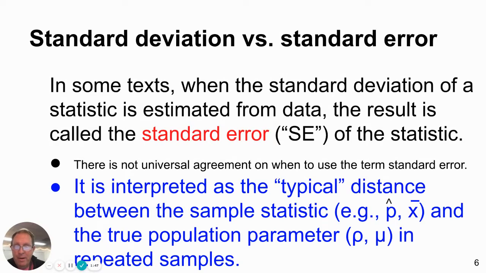Now, statisticians have not agreed on a common vocabulary with regard to standard error or standard deviation, so I just have to be aware of that. It is interpreted as the typical distance between the sample statistic, p hat or x bar, and the true population parameter, mu or rho, in repeated samples.